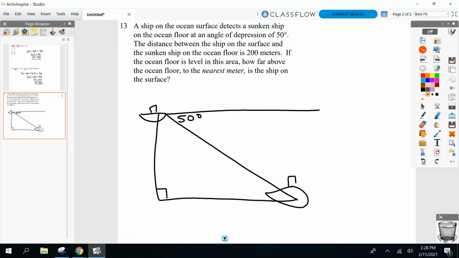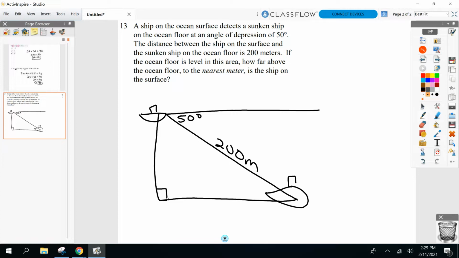And it doesn't say, I don't see the word horizontal distance in there at all. So it's talking right from the ship on top to the ship on the bottom, 200. So it's got to be here. If I put the word horizontal distance in there, then yeah, we can talk about the bottom leg there, but that's not what it's talking about. How far above the ocean floor to the nearest meter is the ship on the surface?